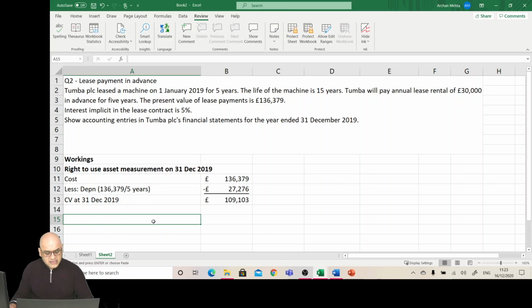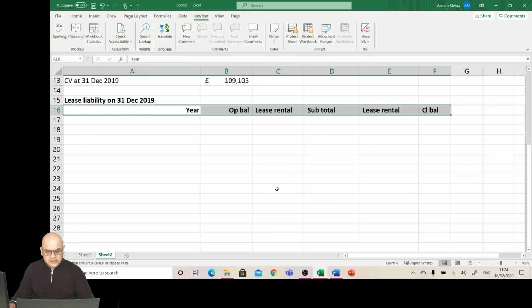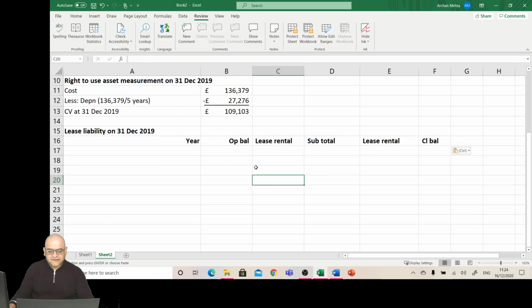Please note that in this case we are making payment in advance. Every time you make the payment, the liability goes down, and therefore when you charge interest, you have to charge interest on that smaller amount. For that reason, we are going to lay out the table slightly differently. Now let's have a look. How are we going to do that? Can you spot the obvious difference here?